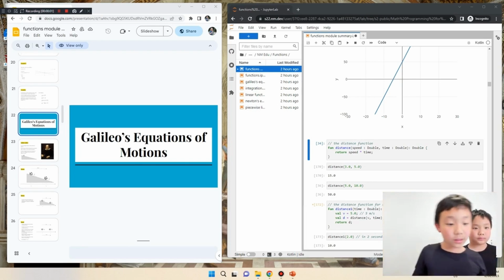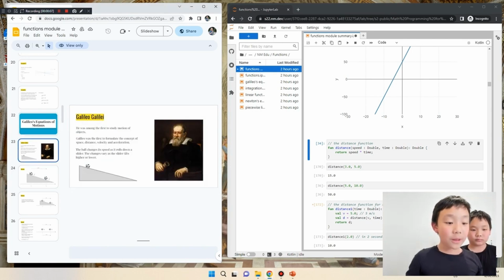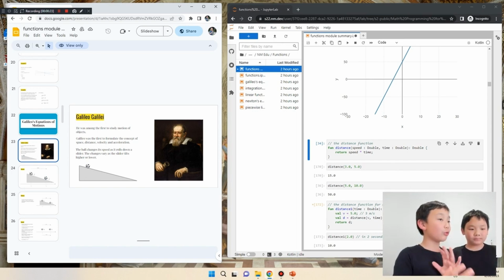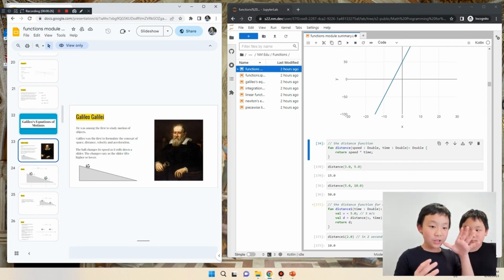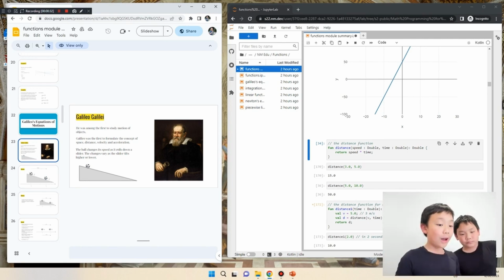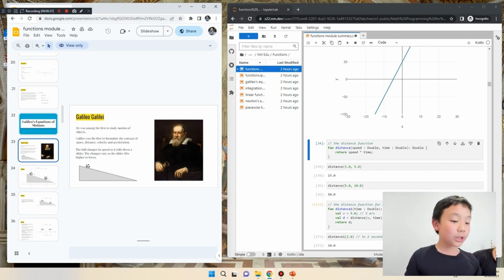So now we're going to be doing Galileo's equations of motion. But before we start that, we're going to tell a little bit about Galileo Galilei. Galileo Galilei was the first person to combine physics and mathematics into one. He's the one that proved Aristotle wrong. Aristotle's theory was that the rock falls to the ground because the rock likes the ground. The feather doesn't really like the ground, so it takes longer for the feather to touch the ground than the rock. That was Aristotle's theory, but Galileo proved it wrong.